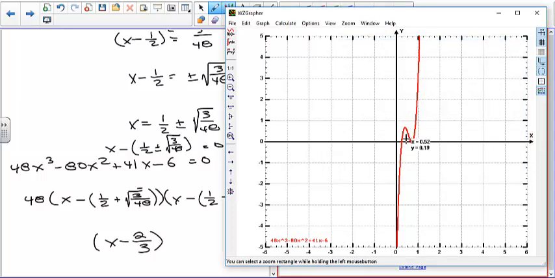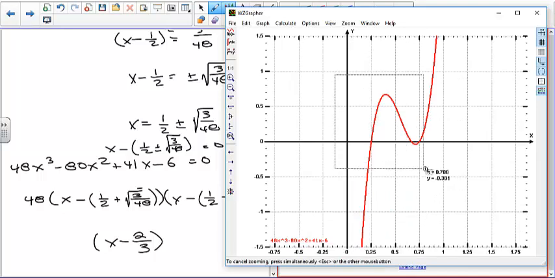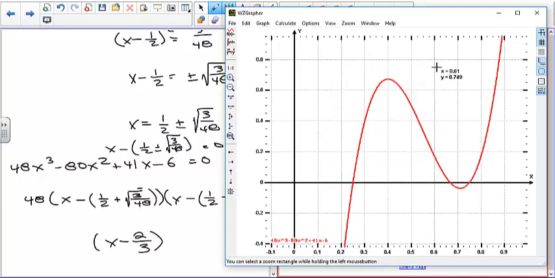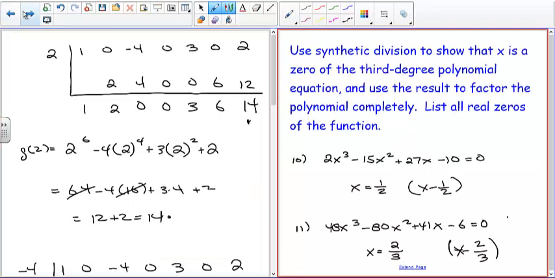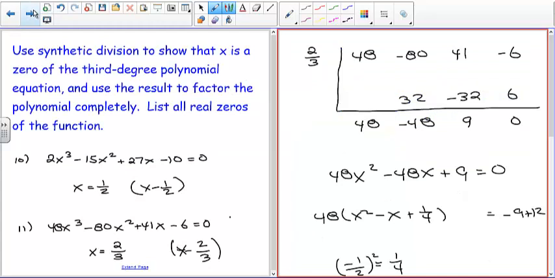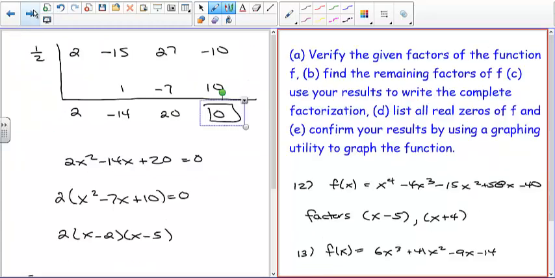And notice here, so here it is. It's intersecting the x-axis at 3 places. And if I take my cursor here, you'll see it says 0.25, which is what we wanted, so that's good. The second one is 0.666, so that's 2/3, and the final one is 0.75. So bingo, I did it correctly. So yeah, that was kind of challenging, but that's what makes it fun.